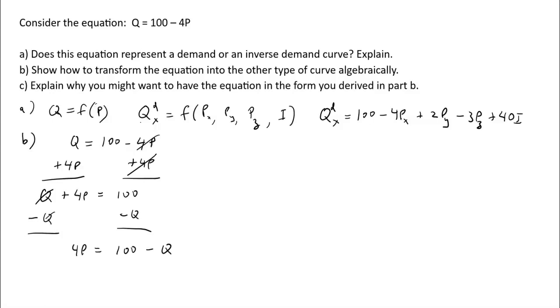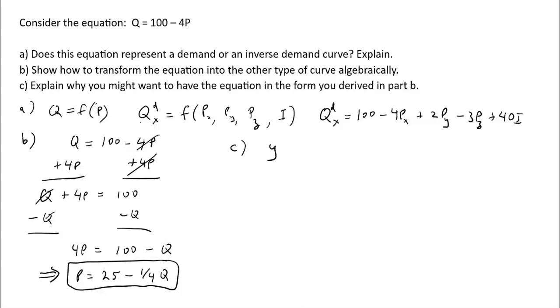And what's left to do? Well, we'll multiply through by 1/4 or equivalently divide through by 4. Okay, and that gives us our answer, which is that P is equal to 25 minus 1/4 Q. So 25 minus 1/4 Q, that's our inverse demand equation. Now the question is, why might we want an equation of this form?